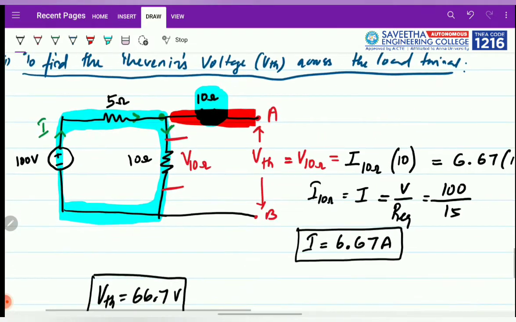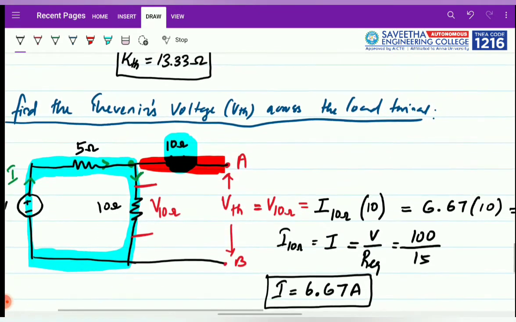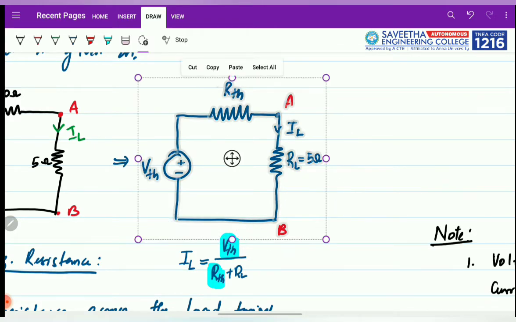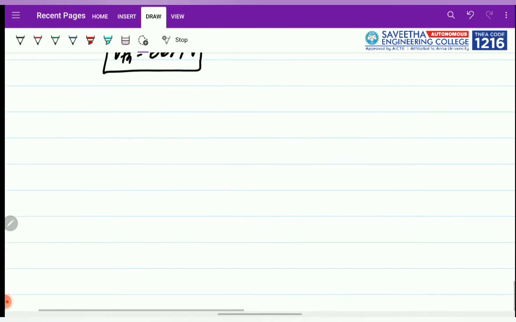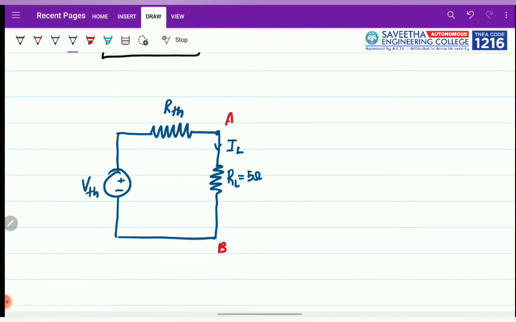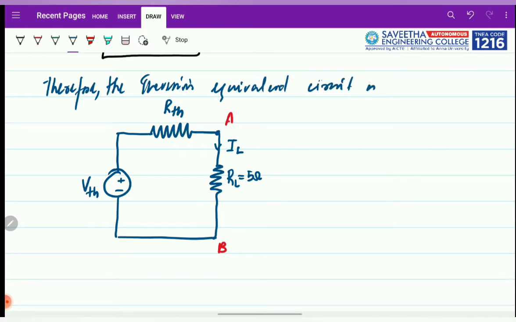Now we have the value of Thevenin equivalent voltage and Thevenin resistance. Now it is very easy to obtain the equivalent circuit, which is this. I copy it. Okay, this is it. So let us write a statement for that. Therefore, the Thevenin's equivalent circuit is given as this one. So we will replace all the values here.